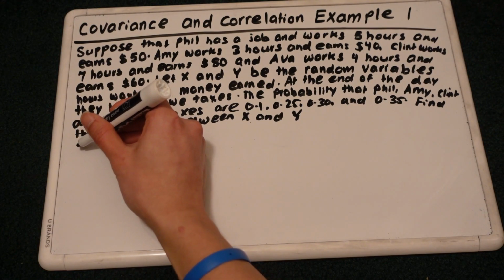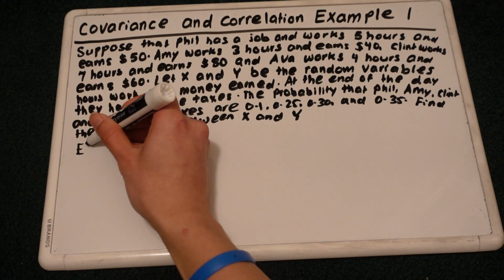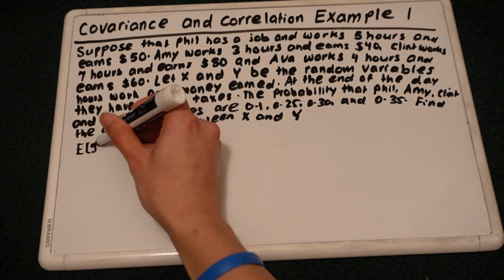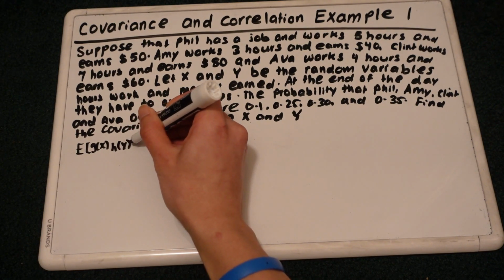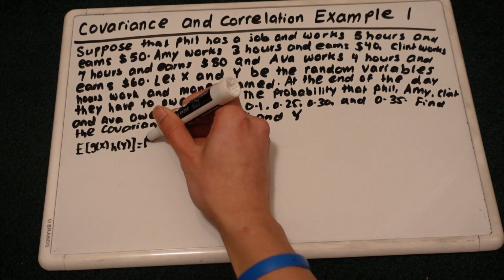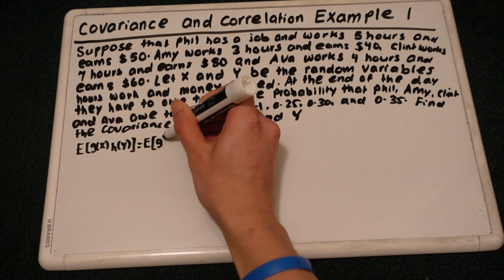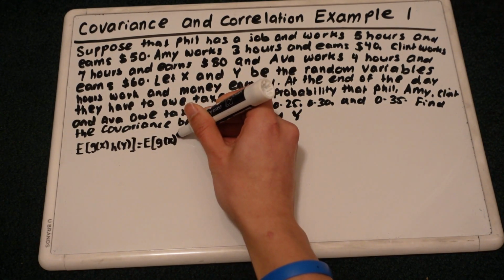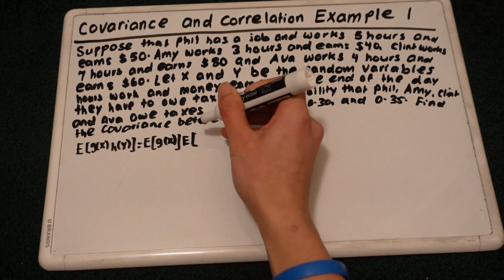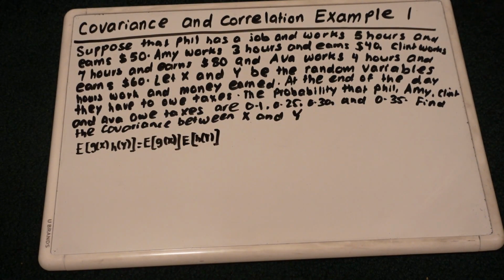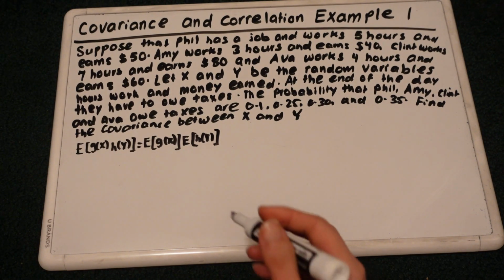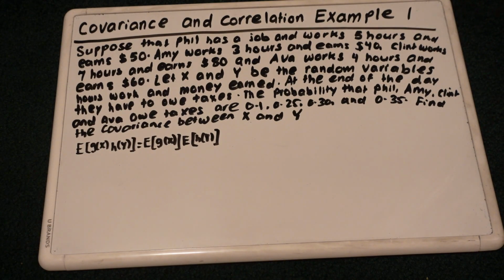Say the expectation of g of x times h of y is equal to the expectation of g of x times the expectation of h of y. If x and y are independent random variables, then for any functions h and g, this would be the formula. That's something I like to bring up and for you to know and understand.